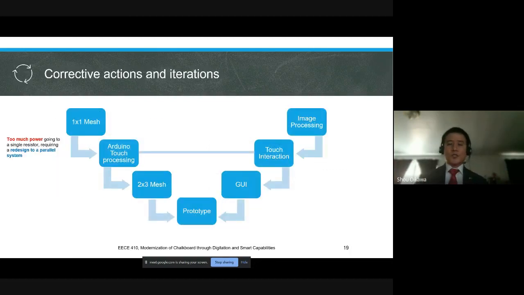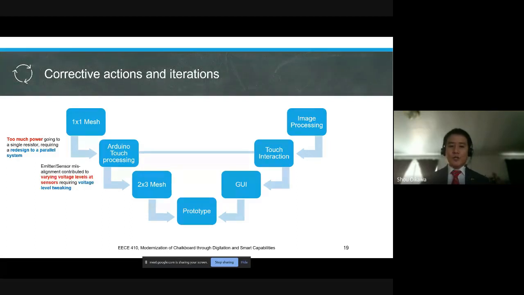As for our project, we went with the waterfall method. We were working separately on the hardware and software, and when we were complete, we completed the prototype and started the testing. And as for the iteration, on the 1x1 hub, we had a simple problem where we had too much power going to a single resistor in a serial parallel setup. So we had to redesign that to a parallel system.